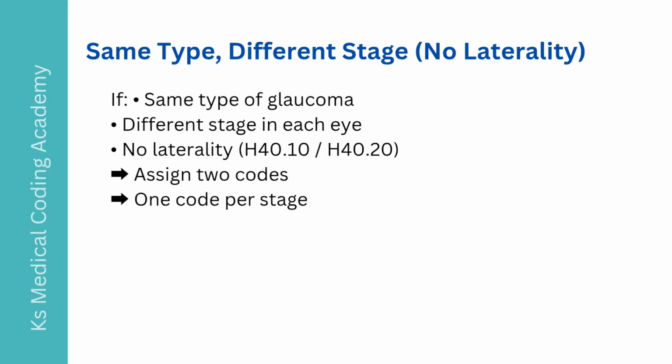Same type, different stage, no laterality. If both eyes have the same type of glaucoma, but different stages, and laterality is not distinguished, then assign two codes, one code for each documented stage. This is a very common CPC exam scenario.